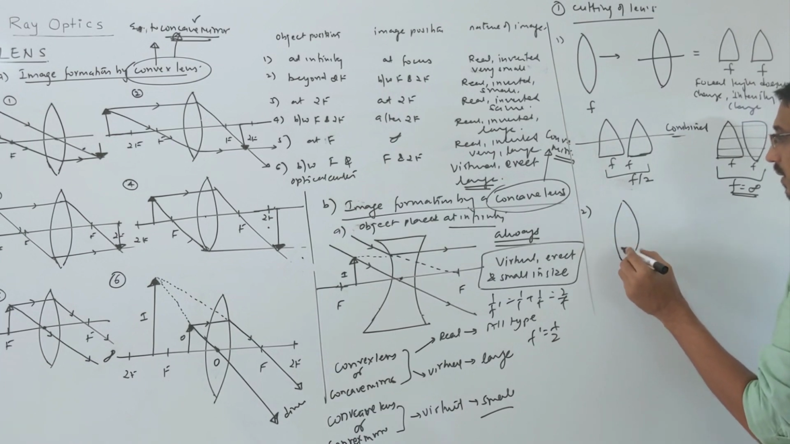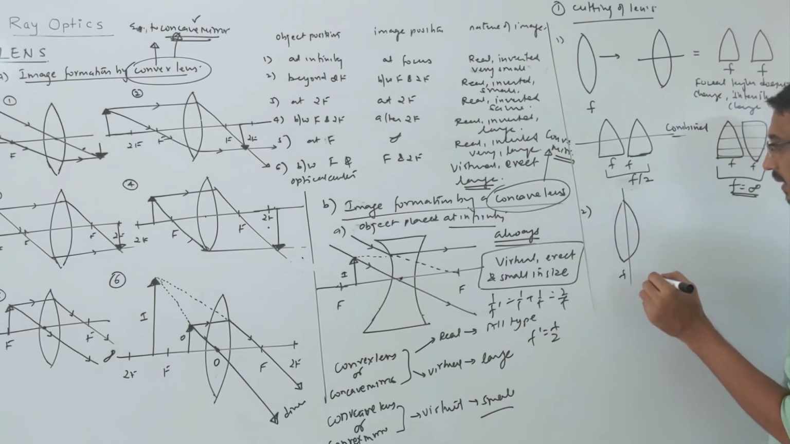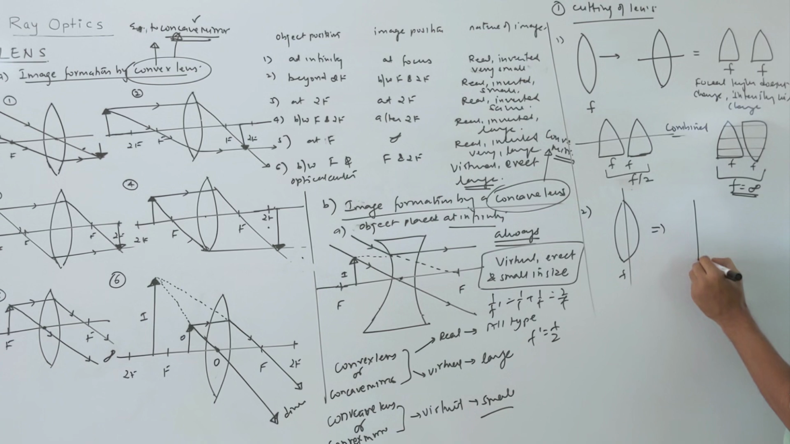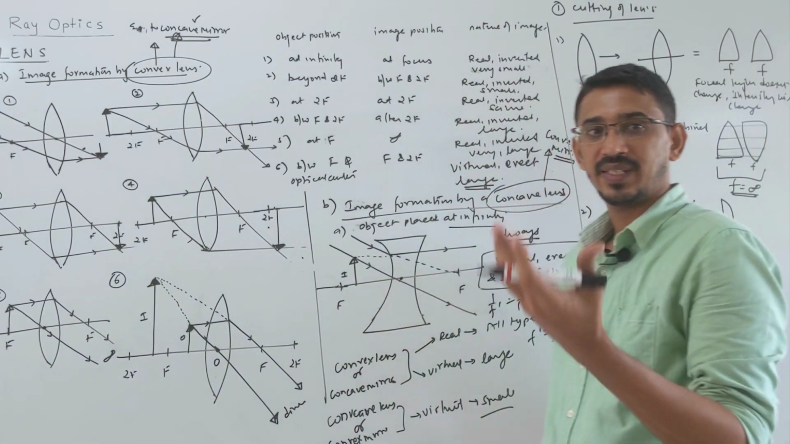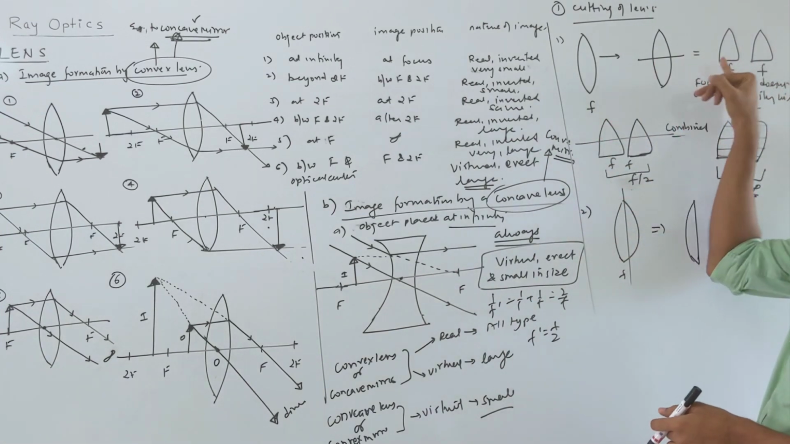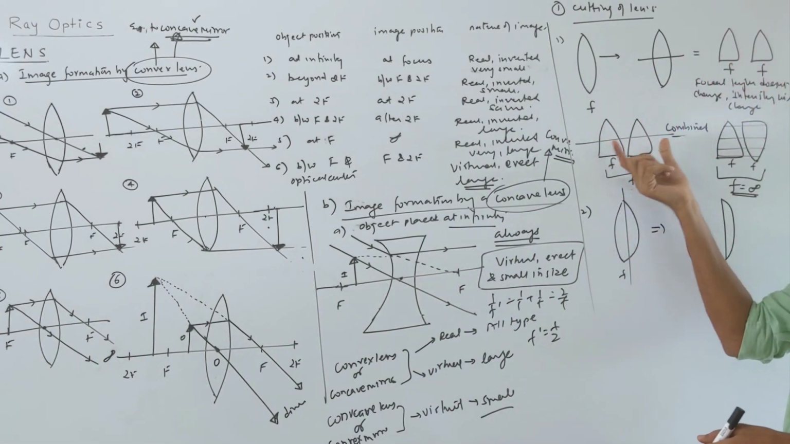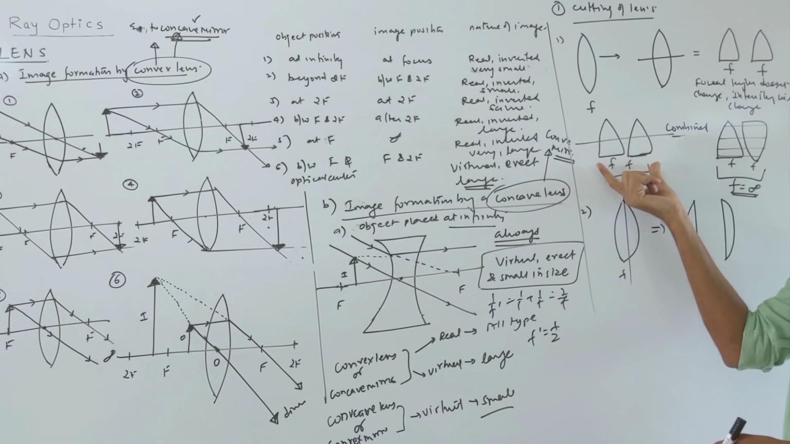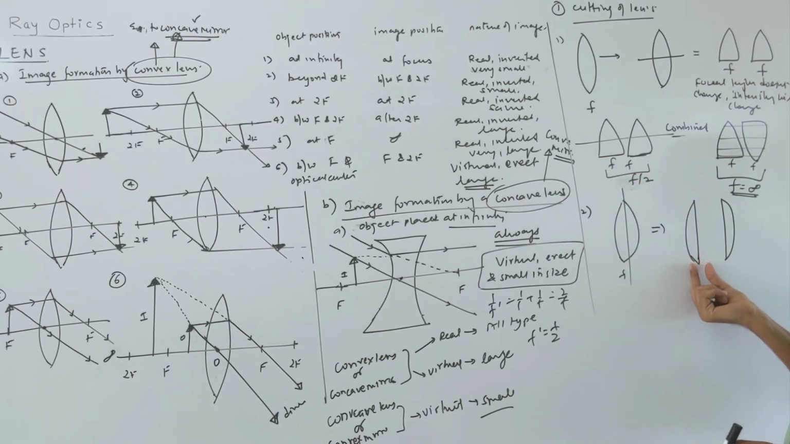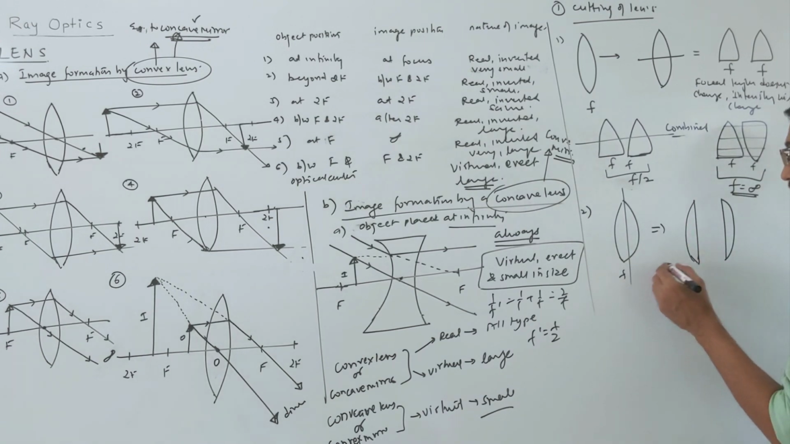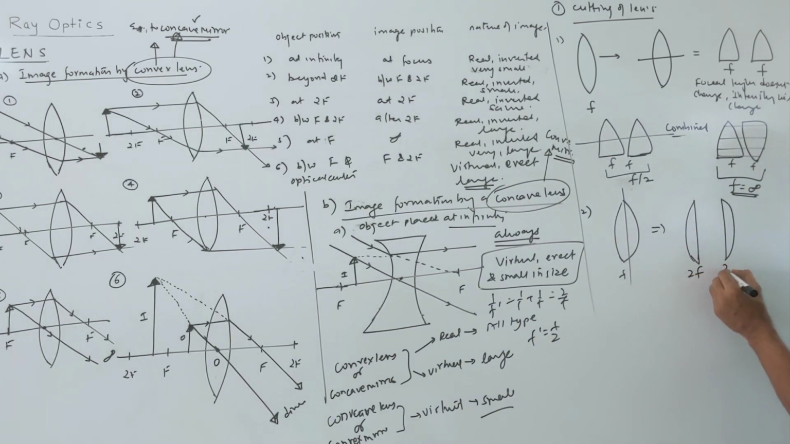Now I am cutting that way. This was a lens of focal length f. I cut that way and you will get two pieces, one this piece and one that piece. Now what happens? Actually focal length is inversely proportional to thickness. Earlier the thickness did not change, so focal length did not change. When thickness doubled, focal length became half. Here thickness is reduced, so focal length will increase. The focal length of this piece becomes 2f, and this piece also becomes 2f.